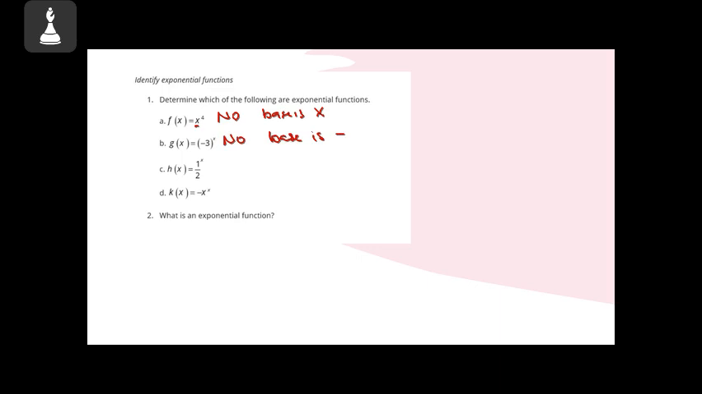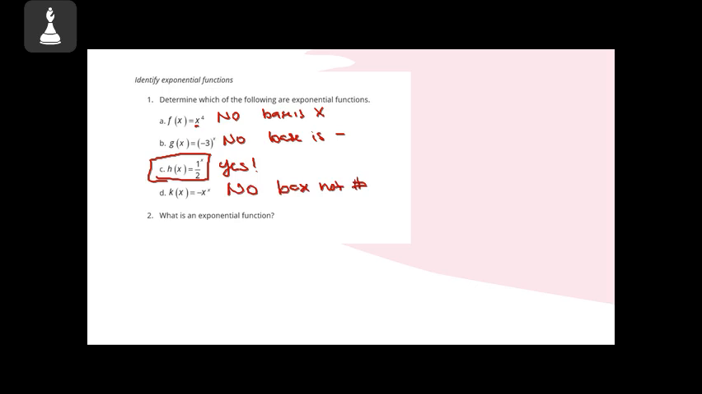Looking at this next one here, we have 1/2 to the x power. So the base is a number, 1/2. The power is x, and the base is positive. So yes, we have one. So C is our yes. And if you look at D here, negative x to the x, there's lots of things wrong here. The base is not a number, and it's also negative. So this is no, base not a number.